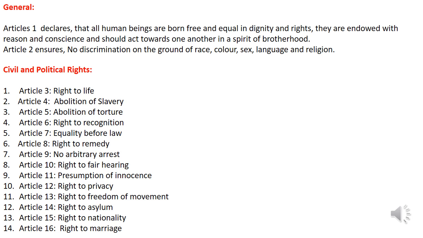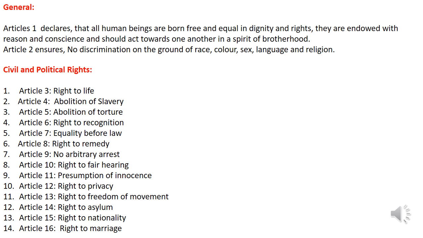Coming to Article 9, no arbitrary arrest. Nobody shall be subjected to arbitrary arrest, detention or exile. Article 10 says that there is a right to fair hearing. Everyone is entitled in full equality to a fair and public hearing by an independent and impartial tribunal in the determination of his rights and obligations and of any criminal charge against him. We have already studied this kind of right to fair hearing under audi alteram partem. Let the other party also be heard.